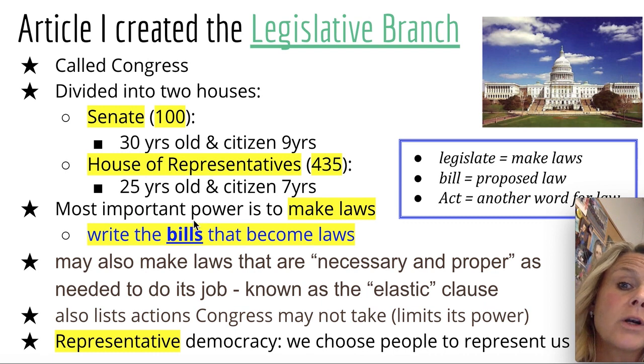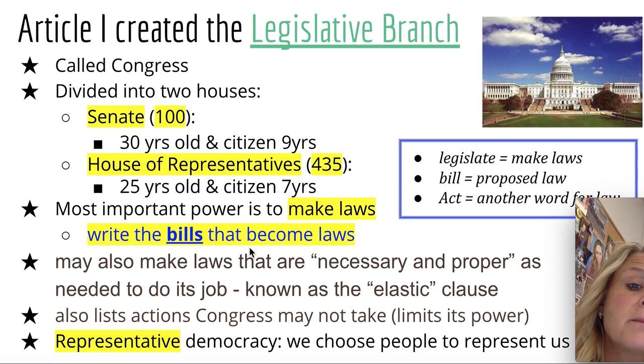The most important job of the legislative branch is to write bills that hopefully become laws. They don't just get to dictate what becomes a law. It has to be signed into law by the president. And if the president doesn't sign it, then they can override it. And we'll get to that in a second.